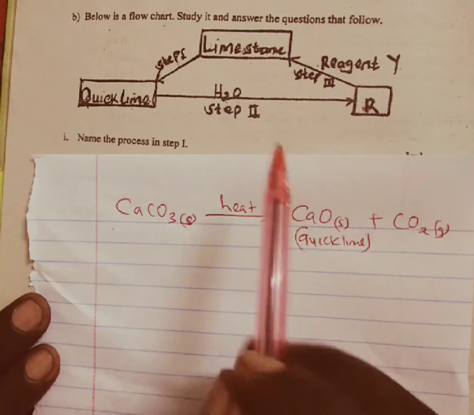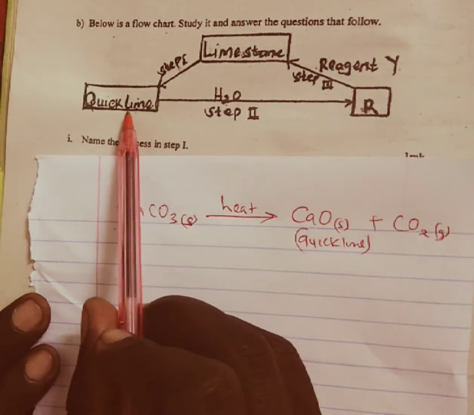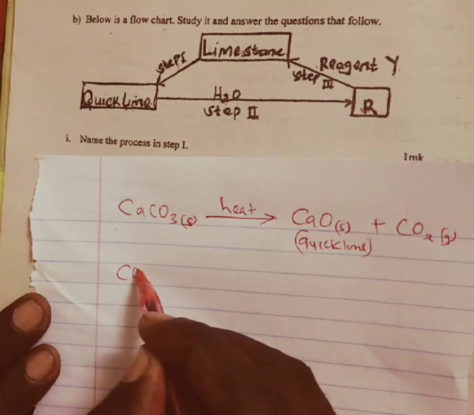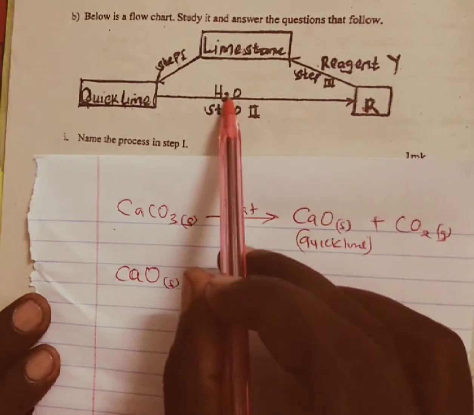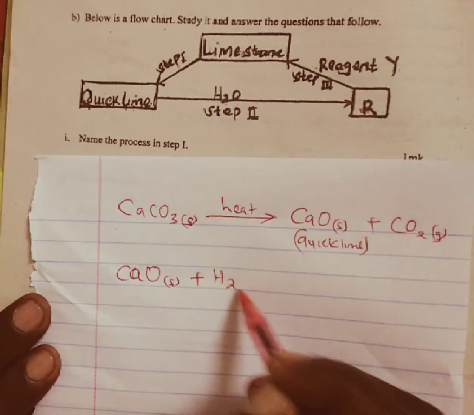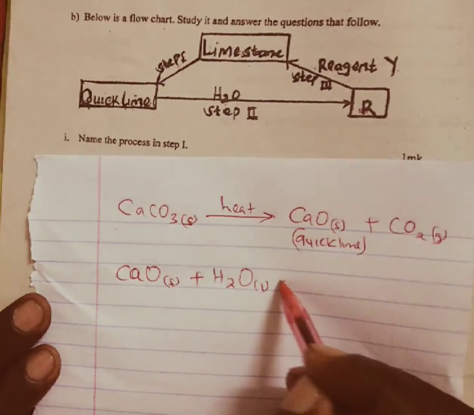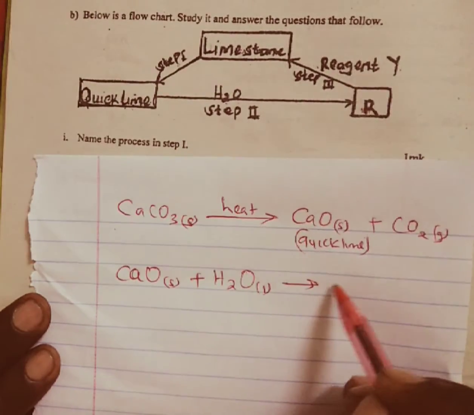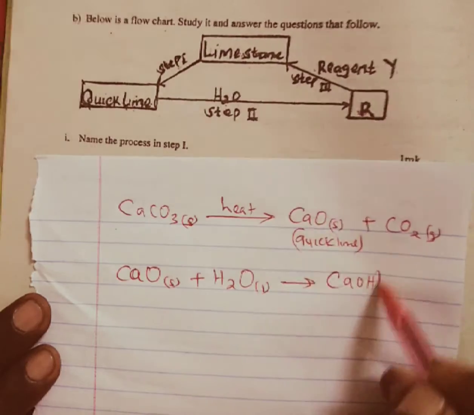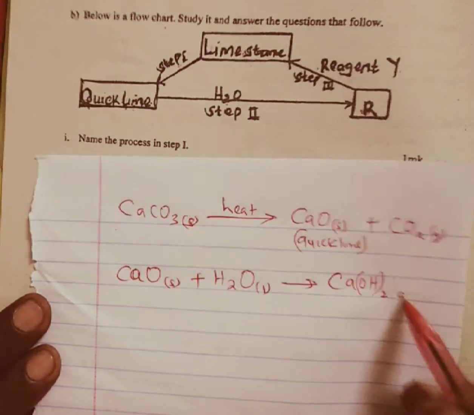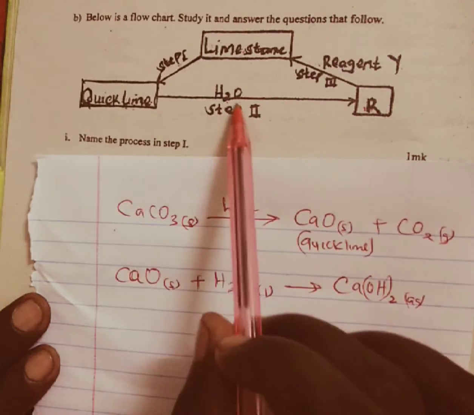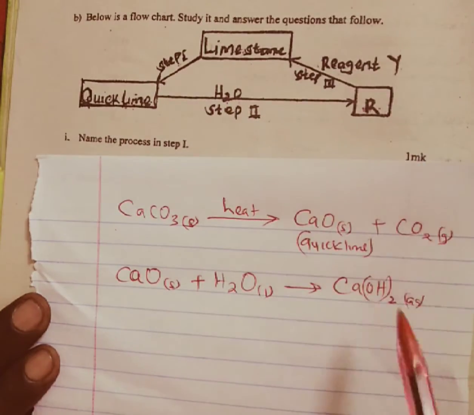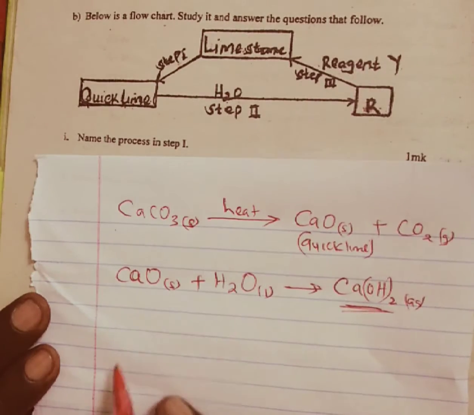Then from there, we take quicklime, which is calcium oxide, a solid. We add water in step 2. Water is a liquid, and this one gives us calcium hydroxide, which is aqueous. In this case, quicklime plus water will give us R, and R is calcium hydroxide.